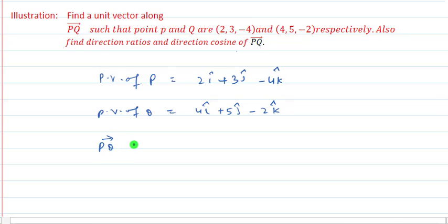So as we have discussed, vector PQ is equal to the position vector of Q minus the position vector of P, which is equal to 4i cap minus 2i cap, that is 2i cap. 5j cap minus 3j cap is plus 2j cap, and the next, minus 2k cap plus 4k cap, is plus 2k cap. So this is the vector PQ.